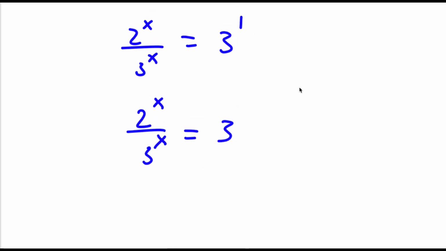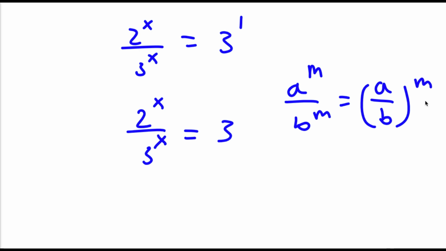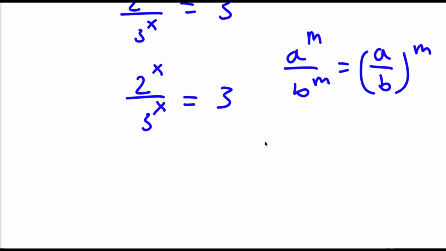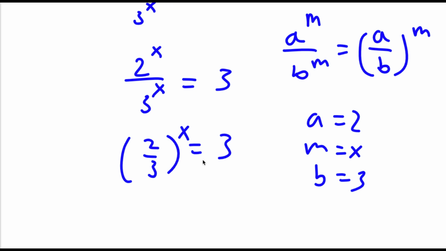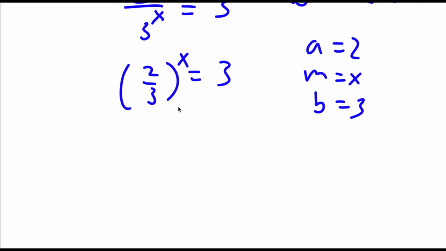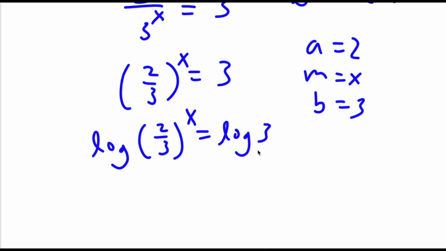And now if I have something in the form a to the power of m over b to the power of m, this is equal to a over b to the power of m. So in this case, a is equal to 2, m is equal to x, and b is equal to 3. So this would be equal to 2 over 3 to the power of x, which is equal to 3. So now, if I take the log on both sides, I get log of 2 over 3 to the power of x is equal to log 3.